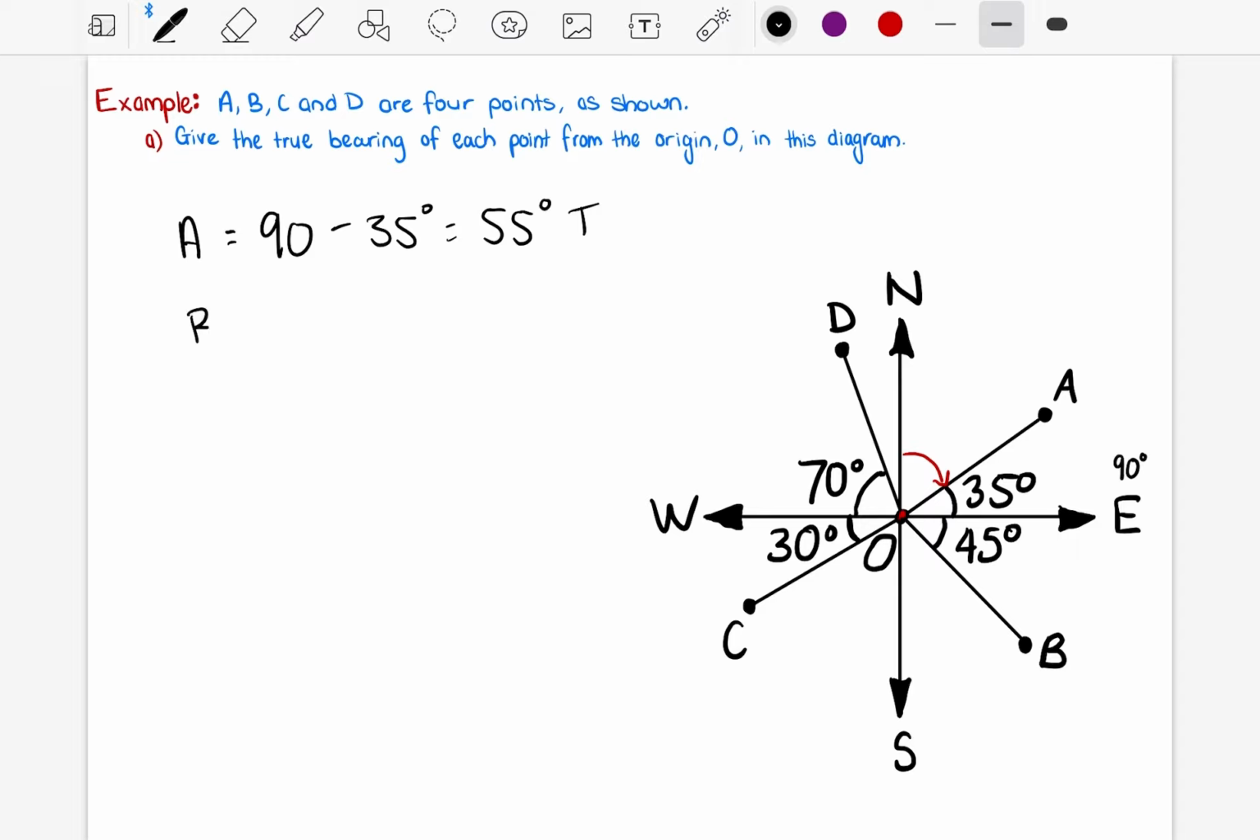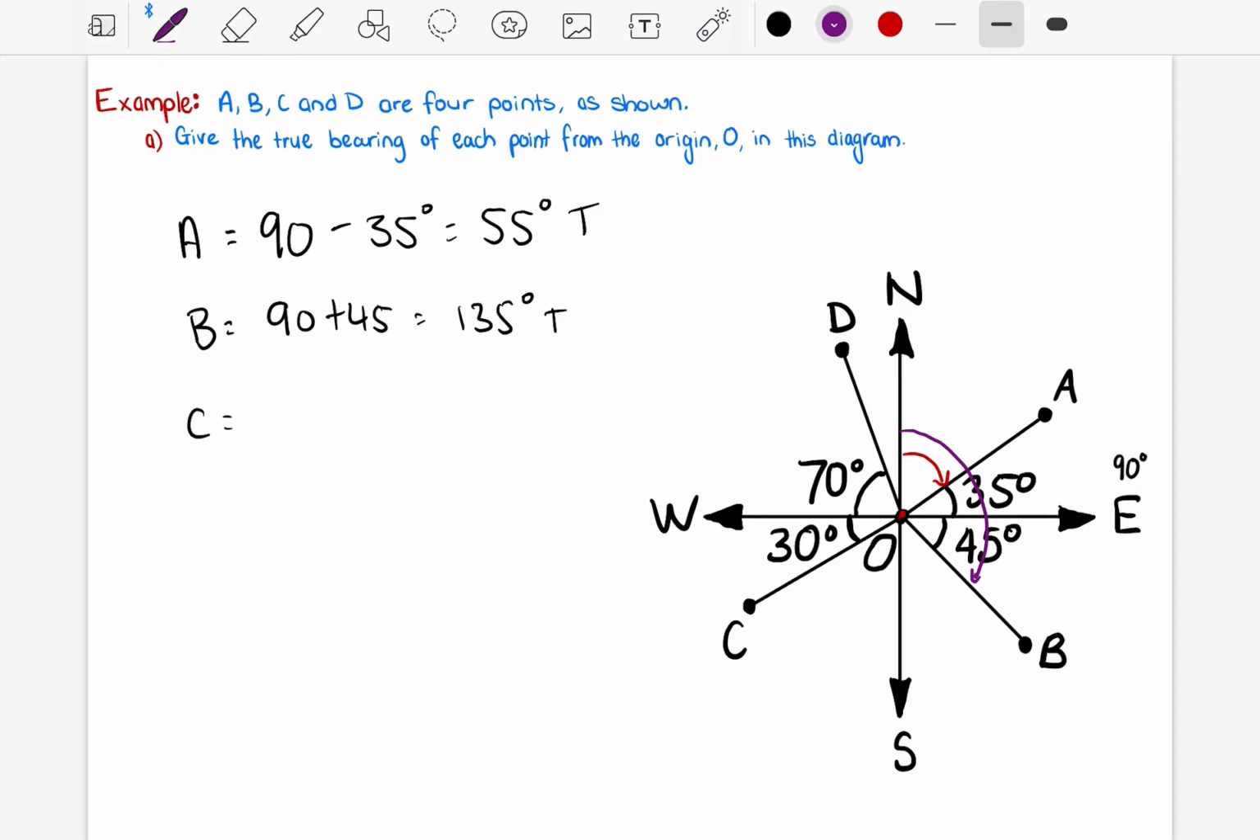So now let's do B. If we look at B, that's going from here to here. It's done a full 90 degrees, and then it's done an extra 45 degrees. So I'm going to go 90 plus 45, which is going to give me 135 degrees true.